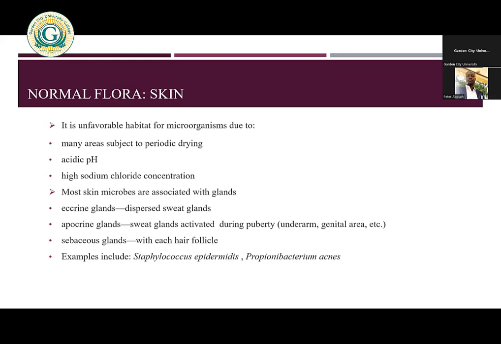As we go forward, we are going to understand that the areas of the body where we find the highest amount of normal flora are places where there's a high amount of moisture. All right. So in your armpits, in and around your genital area, because of the relatively high amount of moisture you might have over there, microorganisms tend to thrive in these areas.